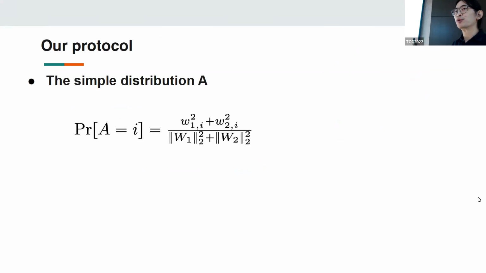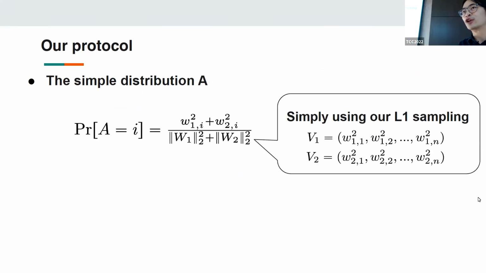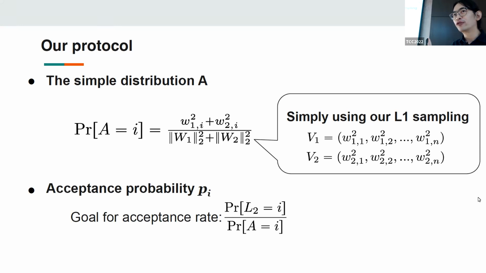Remember, this is a related distribution, which I'll call distribution A from now on. This is exactly the L2 distribution with all those cross terms dropped. Of course, it's easy to sample from, just using our L1 protocol. Each party just locally computes the inputs by squaring their terms, and this can be done in constant time. Then if we can correct it back with this probability pi, the ratio between the L2 distribution, which is what we want, and this distribution A, we should be good to go.